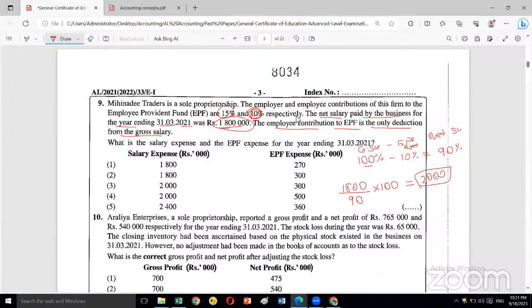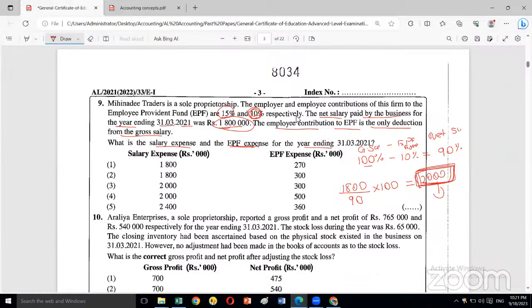What is the salary expense? They are asking what the salary expense and EPF expense are for the year ending. How much is the salary expense? You know very well, gross salary is the salary expense. How much is the total salary expense? 2 million. So it is either the third one or the fourth one. And after that, the EPF expense.